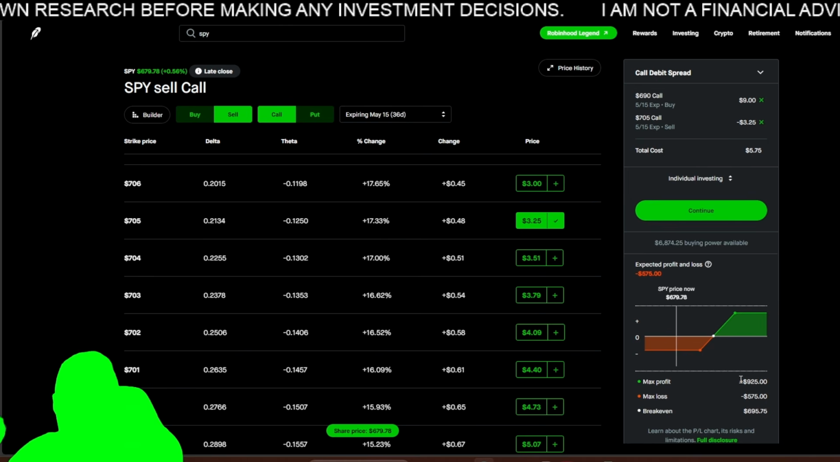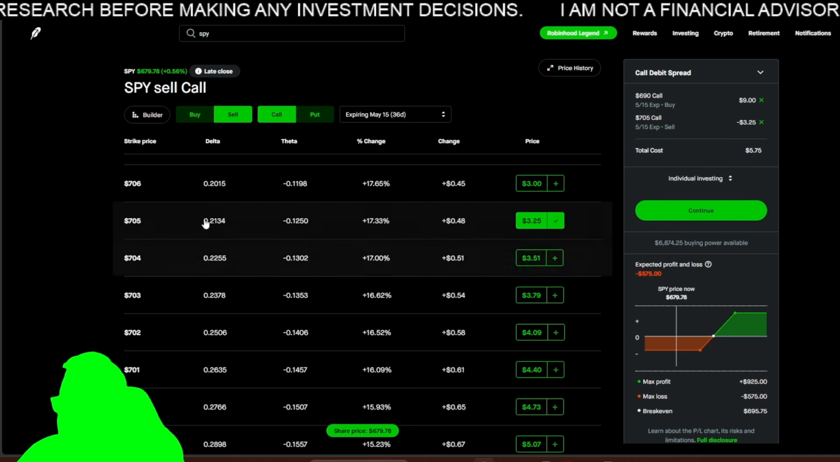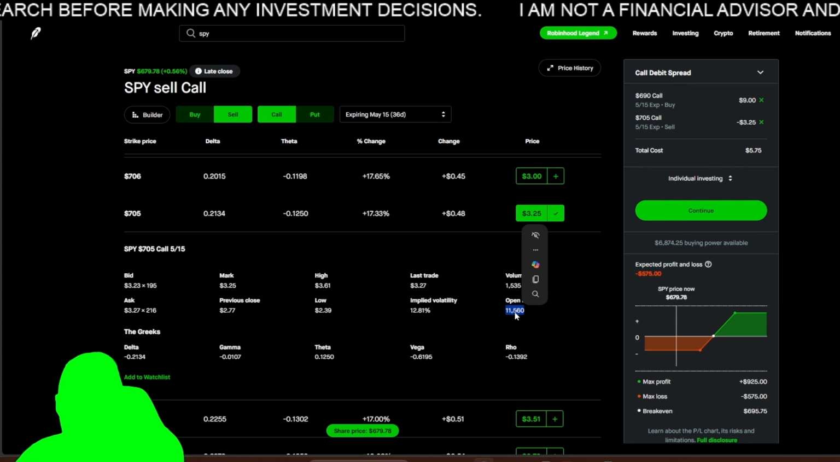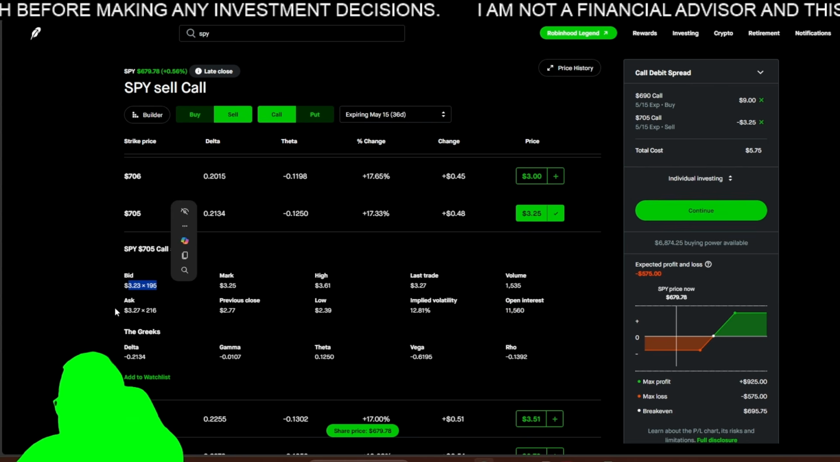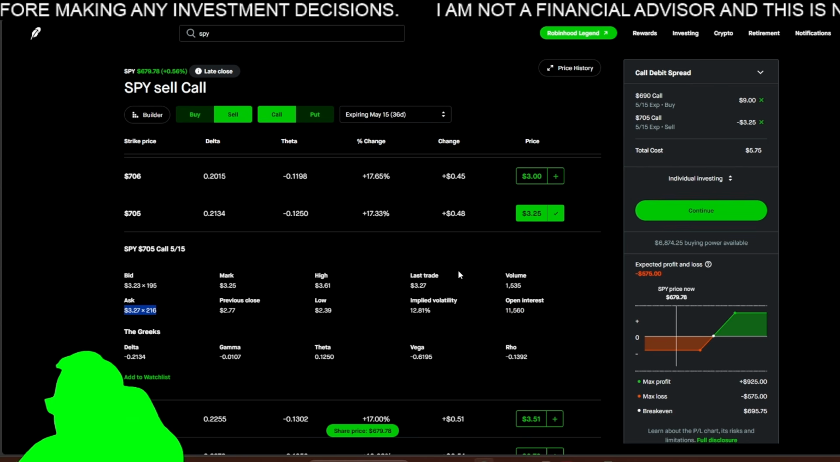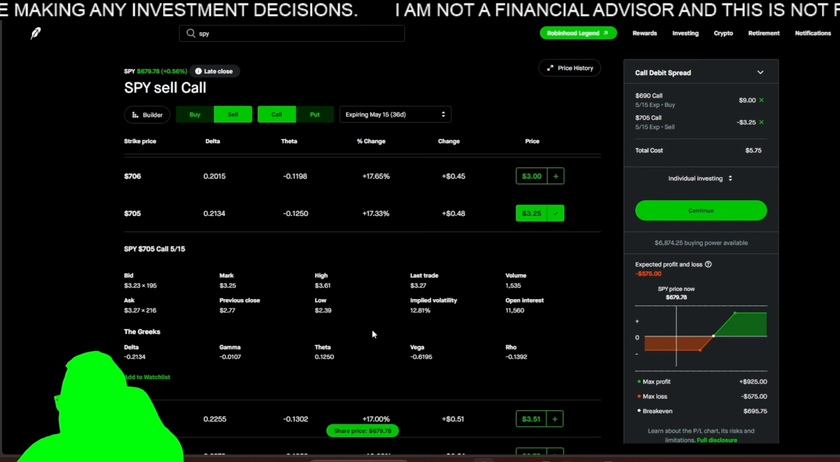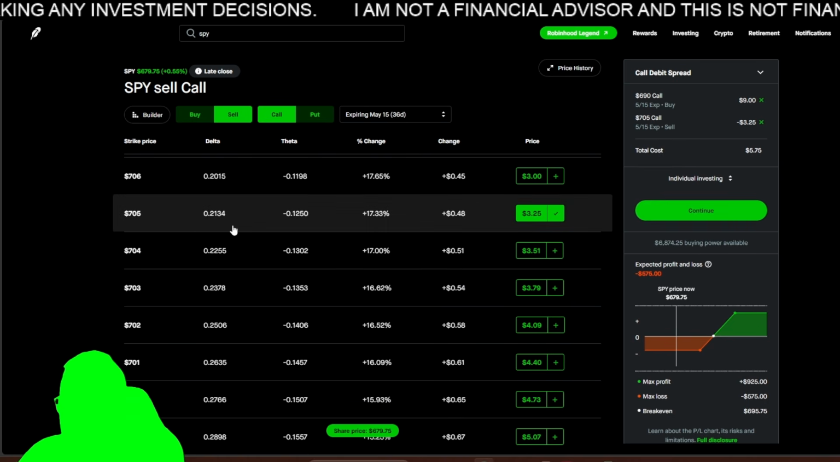Now, with stocks like SPY, for example, like ETFs, there's a lot more liquidity here, which is going to make it easy to get in and out of trades. As you'll see, the bid-ask spreads are pretty close together, with a lot of open interest and volume. So the bid-ask spreads are very easy to get in and out of, which is very nice.